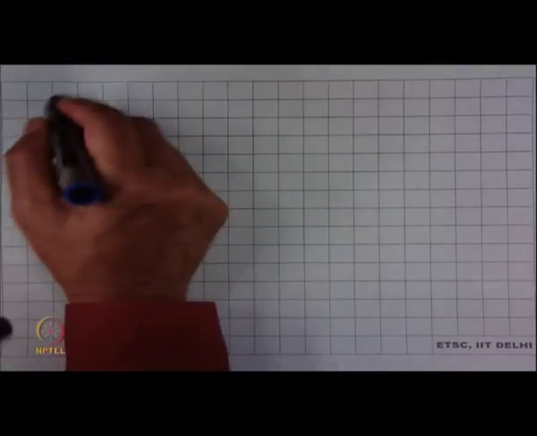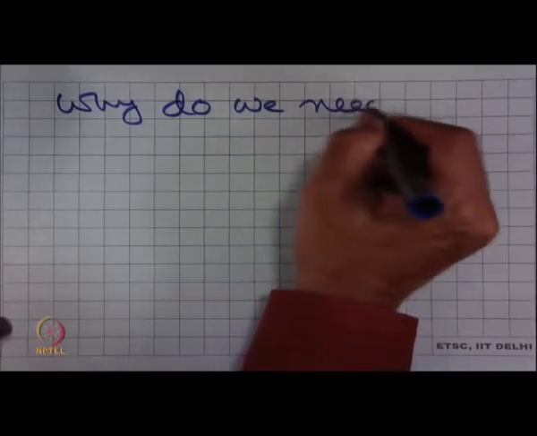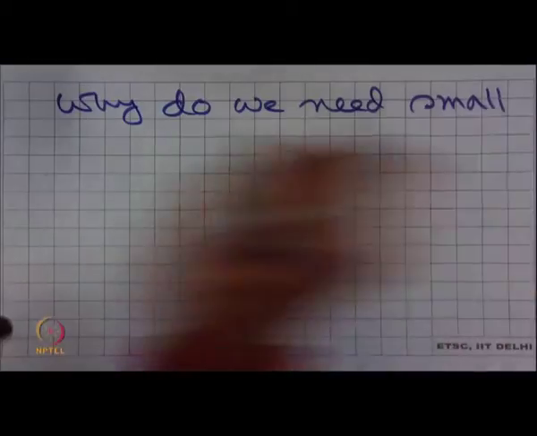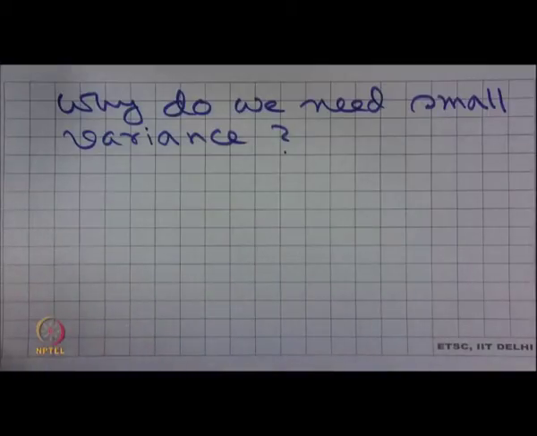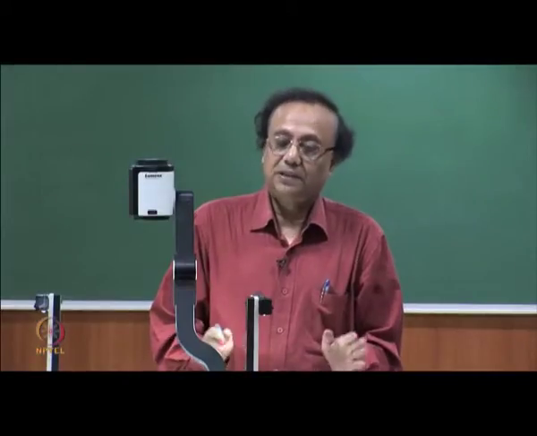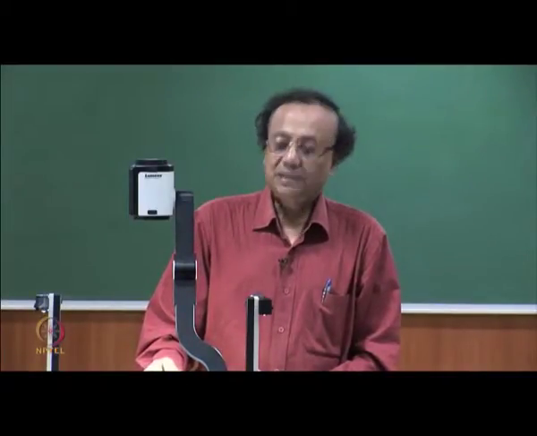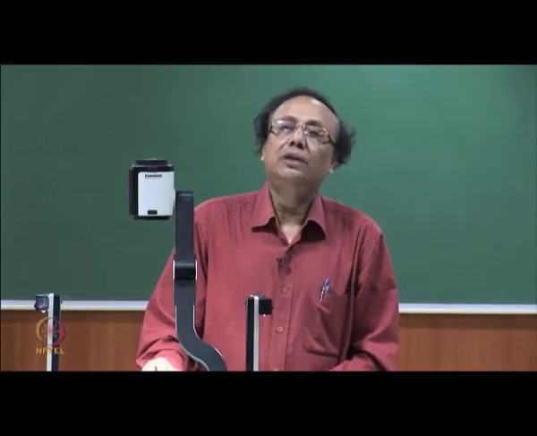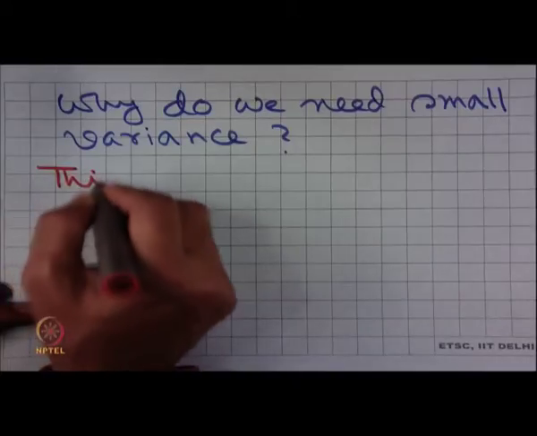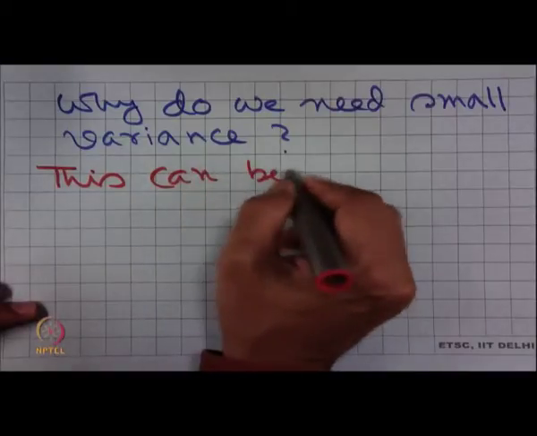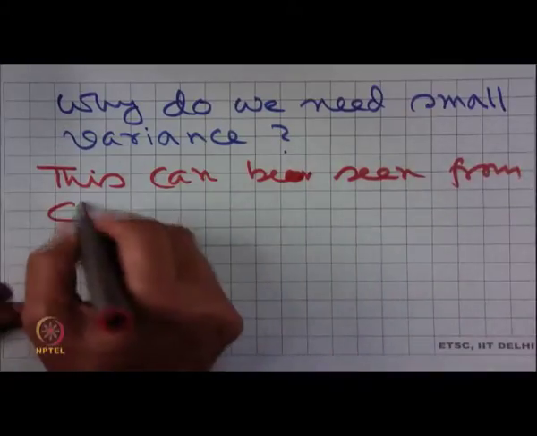Now, you may ask me, why do we need small variance? Because variance is a measure of dispersion. So, smaller is the variance, that means my estimate is very close to the parameter that it is estimating. This can be seen from Chebyshev's inequality.